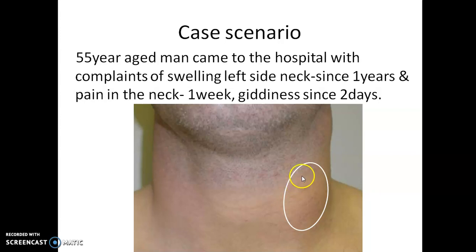if you feel a thrill, and if you hear a bruit on auscultation, that means it is carotid atherosclerosis or has resulted in a carotid aneurysm. Otherwise, it can be a lymph node swelling, where you may have a fever or other associated symptoms. A lymph node swelling can be a tumor, or just an infection. If a tumor is suspected, we have to do FNAC. Before doing FNAC, we should make sure that in this region the common carotid artery, the major arterial system, is there. So we should not puncture it, and make sure that it is not a carotid arterial swelling itself. These are the differential diagnoses of this case scenario.